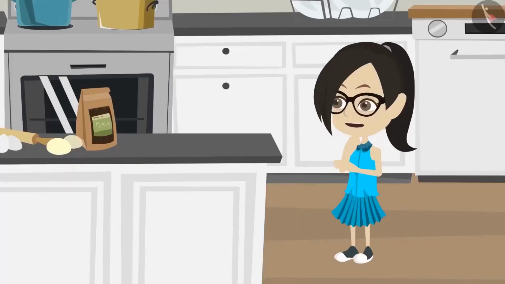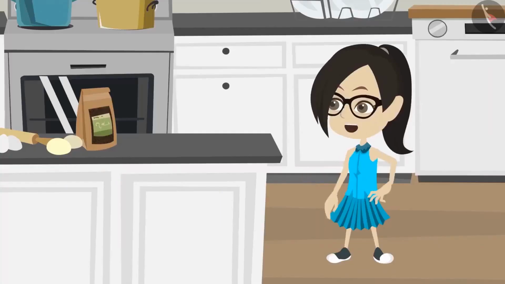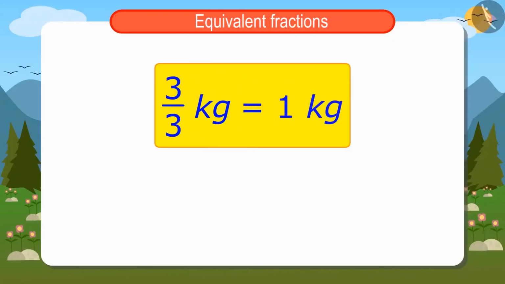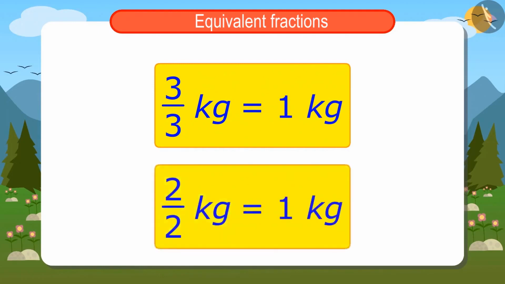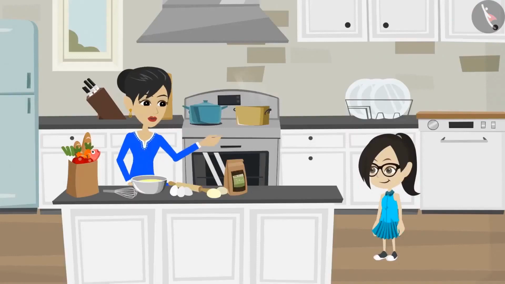I'll go, Mummy, but first I need to know something. Tell me, what do you want to know? Just like 3 upon 3 kilo has 1 kilo of potatoes, I think 2 upon 2 will also have 1 kilo of potatoes, because by dividing a kilogram into 2 equal parts, both its parts will be written together as 2 upon 2. Yes, Vandana.